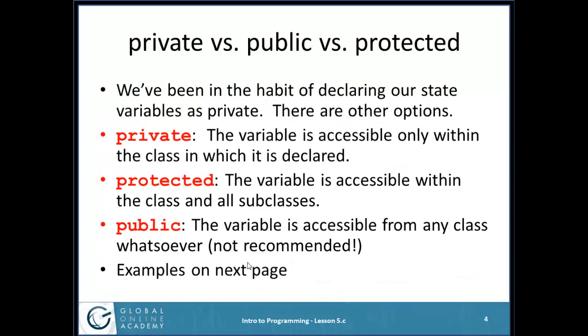Some more keywords to worry about. We've been in the habit of declaring all of our state variables as private. There are other options. You can make them private, which means the variable is accessible only within the class in which it's declared. That's generally going to be best for us. That's what I always do with all of my state variables. But Java gives you a couple of other options. You can make them protected. The variable is accessible within the class and all of its subclasses. Or you can make it public. The variable is accessible from any class whatsoever. That's never recommended.